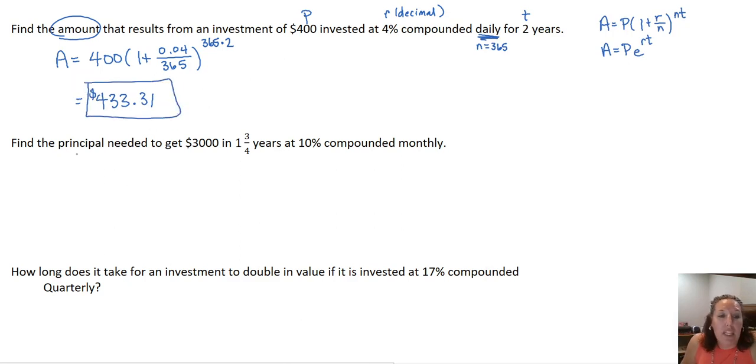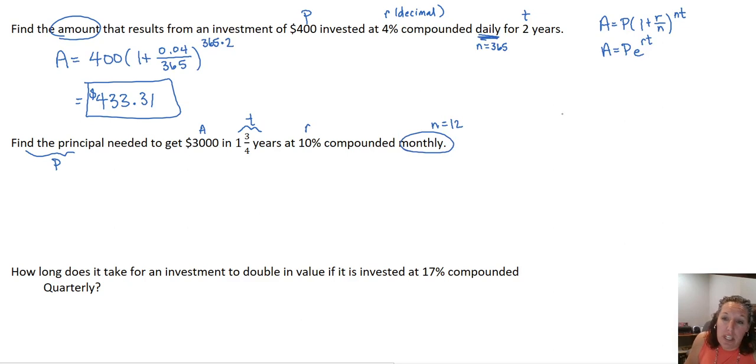All right, what if we want to find the principal needed? That's our principal investment. So we're finding P needed to get 3,000. That's going to be our A value in 1 3/4 years. So that's going to be T. At 10%, that's going to be our R. Remember, we want to convert that to decimals. And then compounded monthly means that N is equal to 12. It's going to happen 12 times per year.